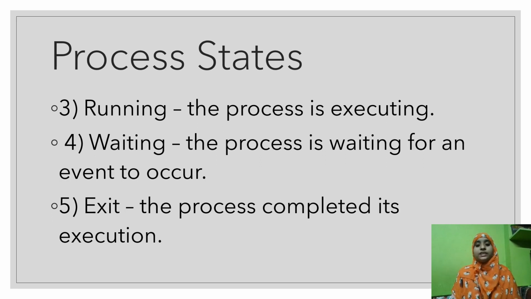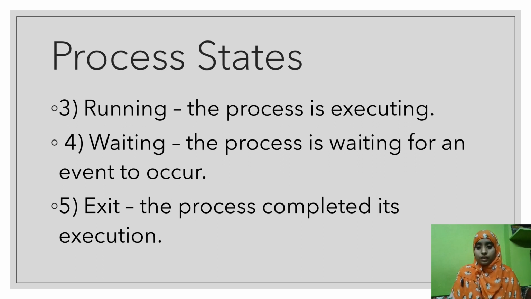Running state. The process is executing. Waiting state. The process is waiting for an event to occur. Exit. The process completed its execution. Here, any process may enter into these five states. Here, the first state is new state.